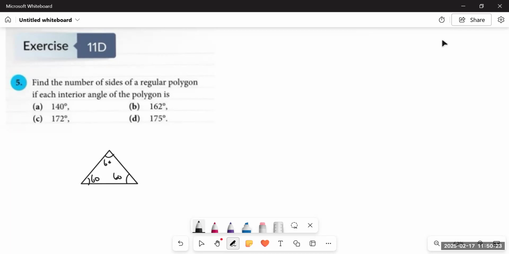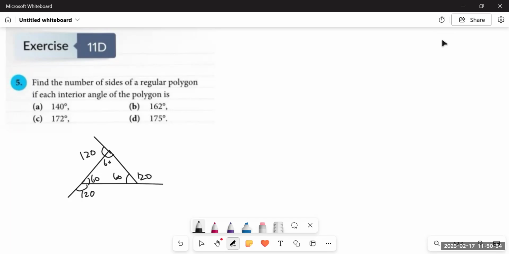But when we talk about its exterior angles, it would be 120, 120, and 120, right? So if we are provided with the exterior angle, we simply have to divide 360 by it to find the number of sides of that particular polygon. But what if we are provided with the interior angle?